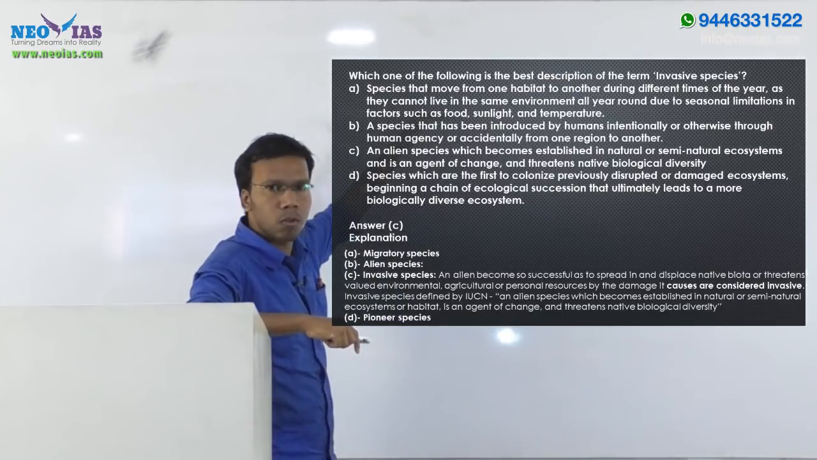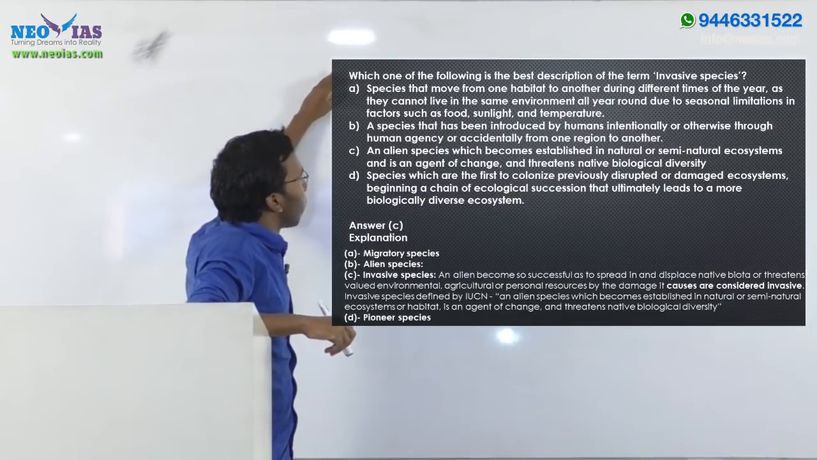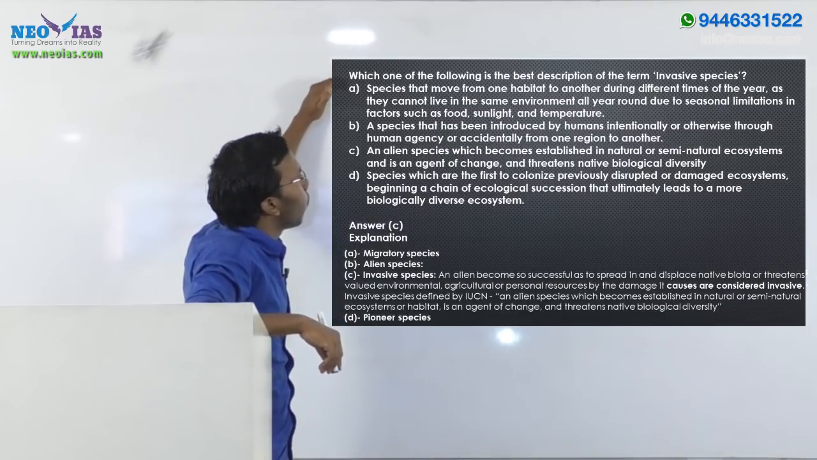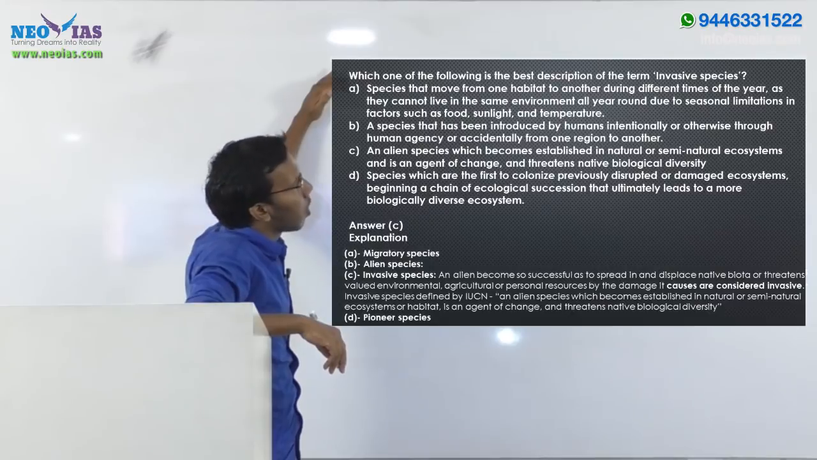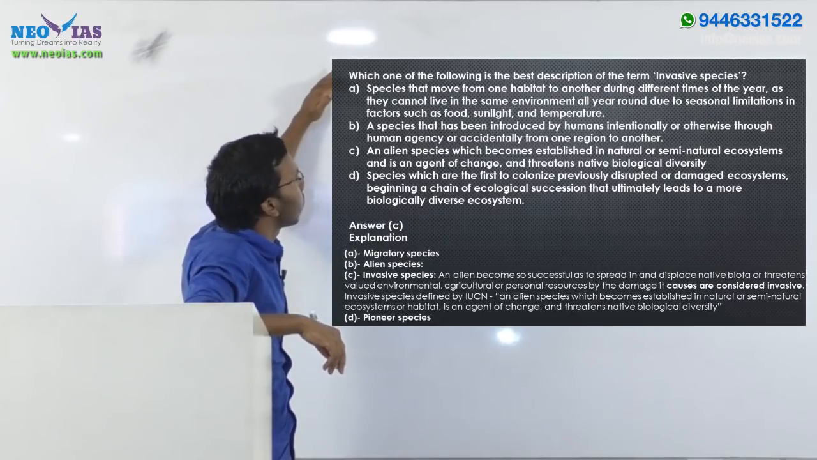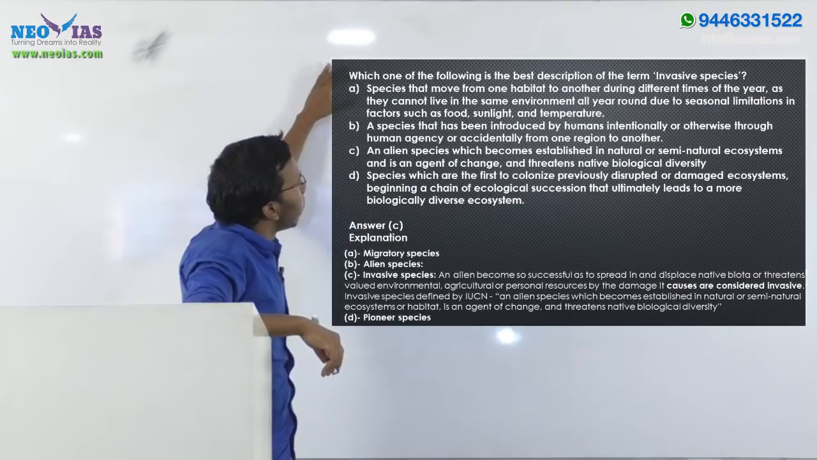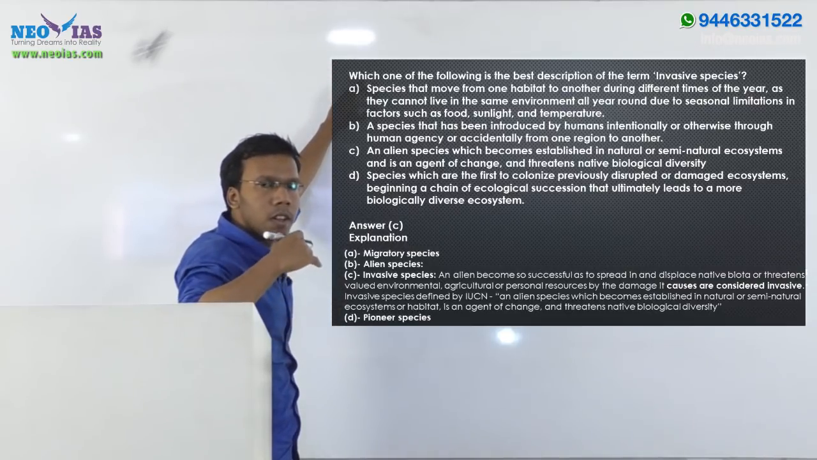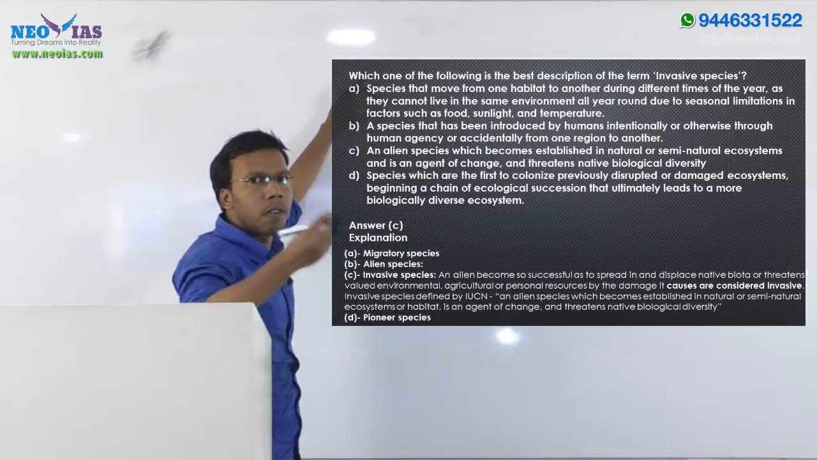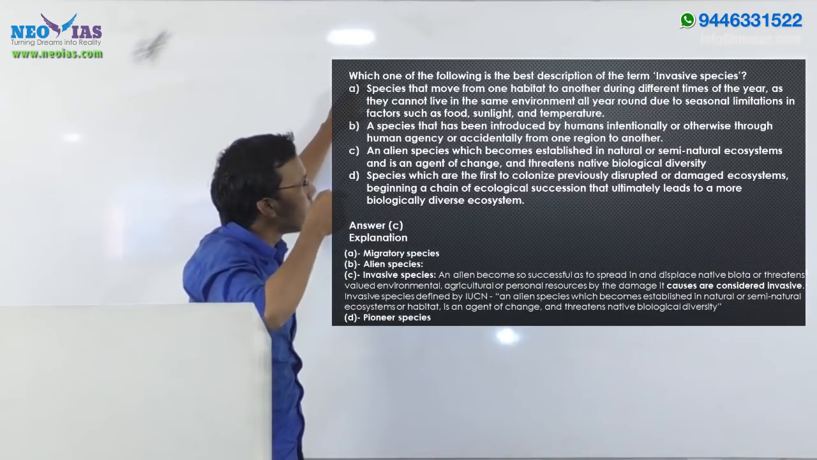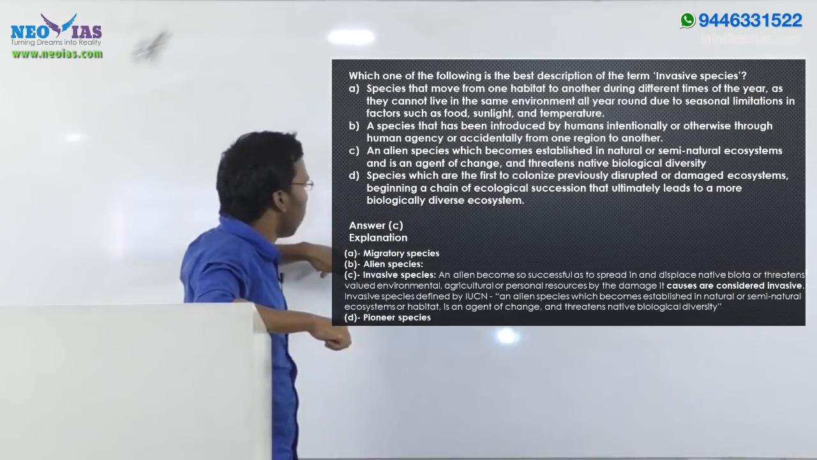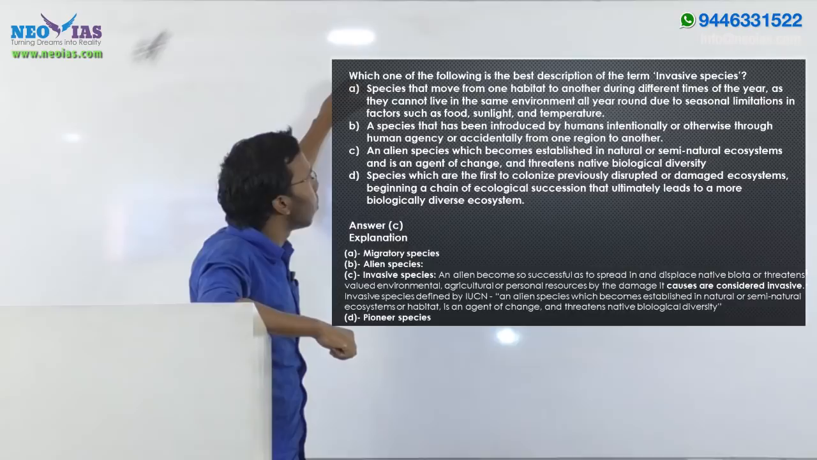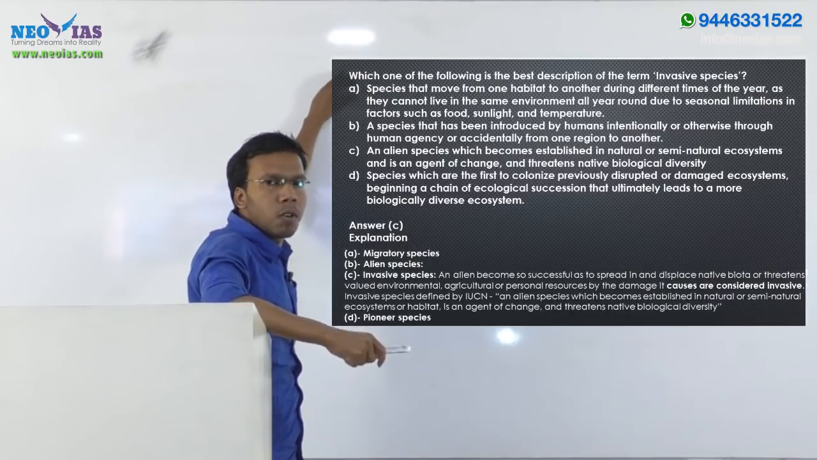Okay, so let us go through the statements. The first statement is like this: species that move from one habitat to another during different times of the year, as they cannot live in the same environment all year round due to seasonal limitations in factors such as food, sunlight and temperature. It's also a kind of movement of species from one region to another, due to some environmental changes, and that is known as migratory species. This option A is about migratory species.